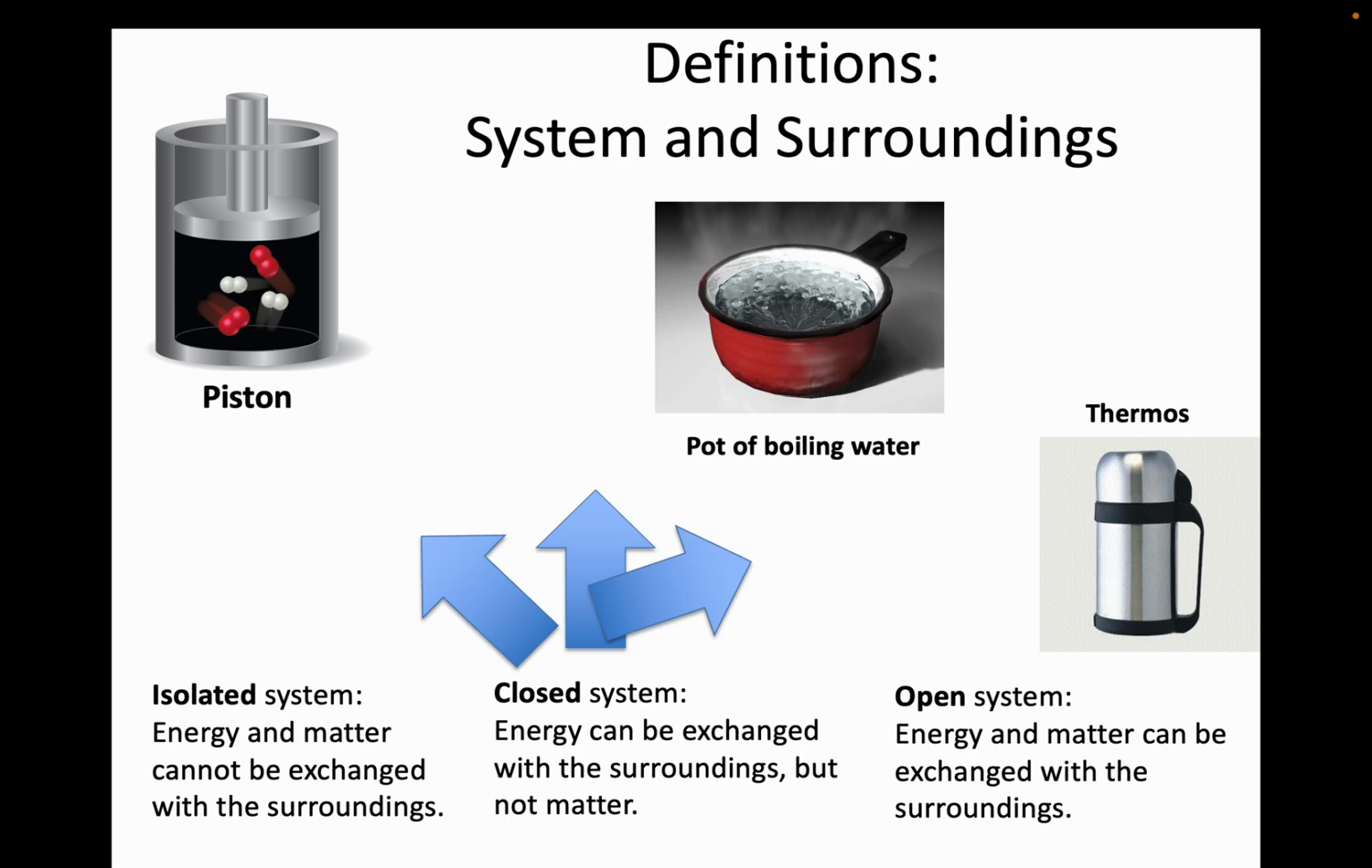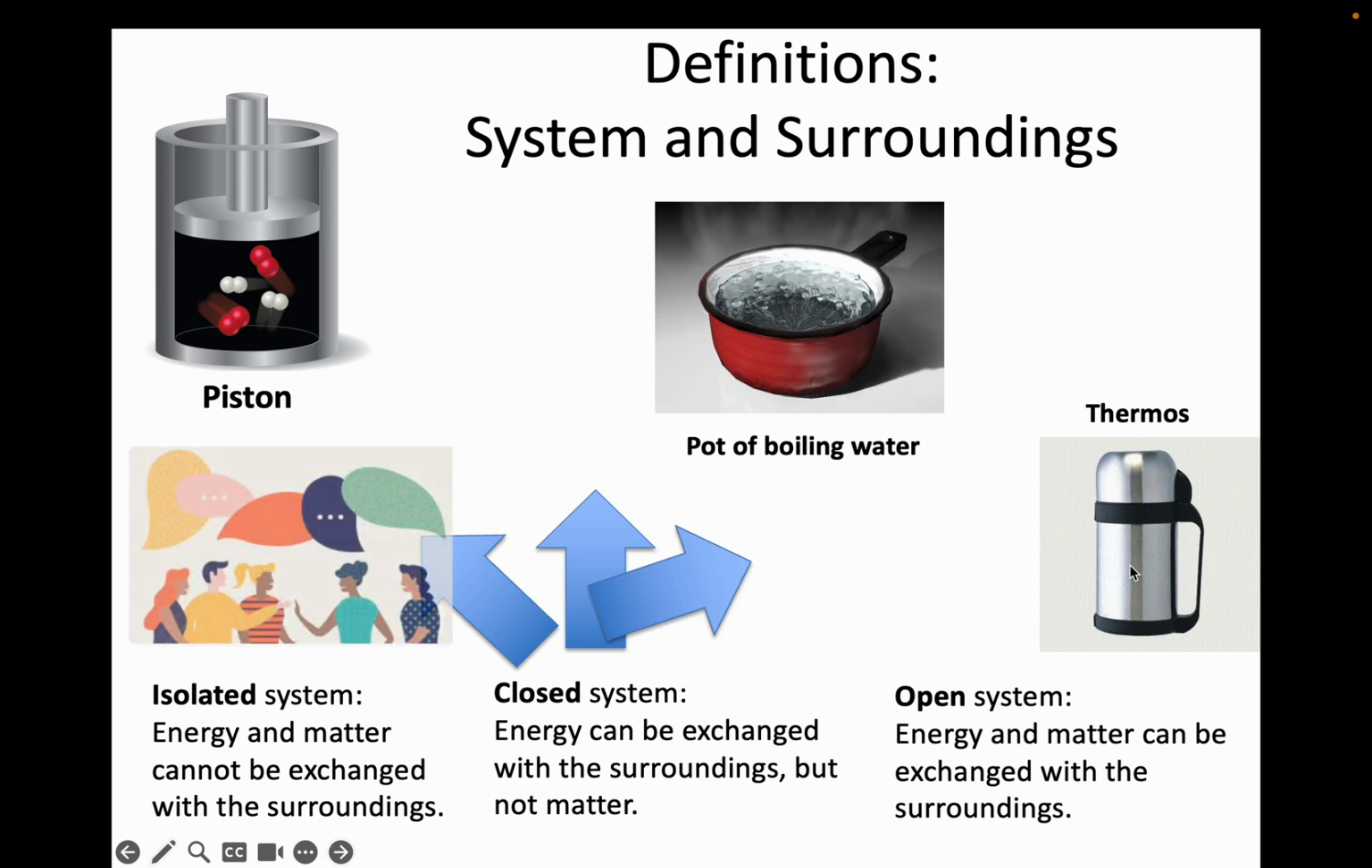Now, different types of systems have different types of definitions. So I show here at the bottom the different definitions and three types of systems. Three scenarios: a piston, a pot of boiling water, and a thermos. So take a second, check with a classmate here, try to match them up. Which one do you think represents an isolated system, a closed system, and an open system?